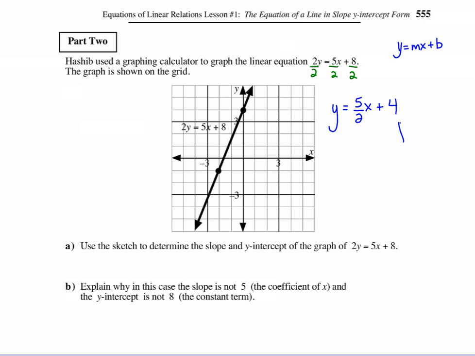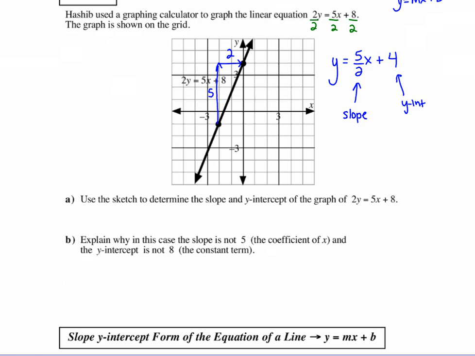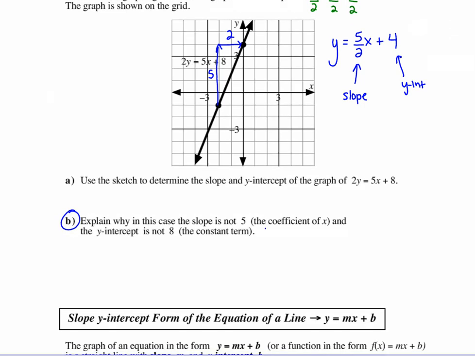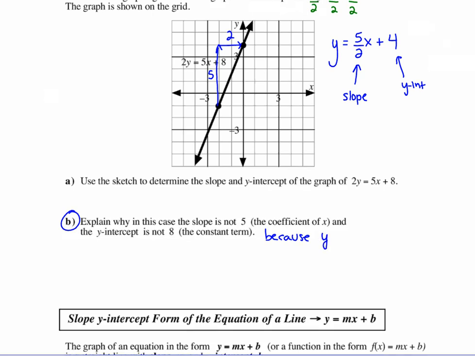Does that match the graph? So 4 is the y-intercept. Is that what we see on the graph? Yeah. 5 over 2 is the slope. Are we going up 5, right 2? Yes. Okay. So the slope was 5 over 2. The y-intercept was 4. So notice how the slope is not 5. They're saying explain why in this case the slope is not 5. Well, it's not 5 because y wasn't isolated. Okay, pregnancy brain.